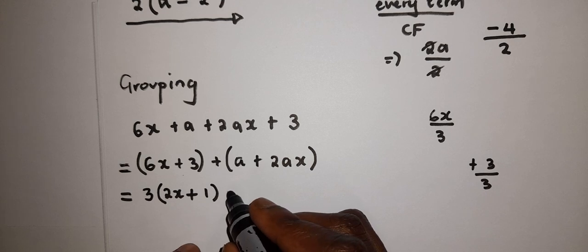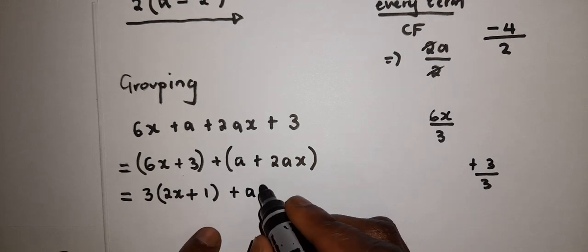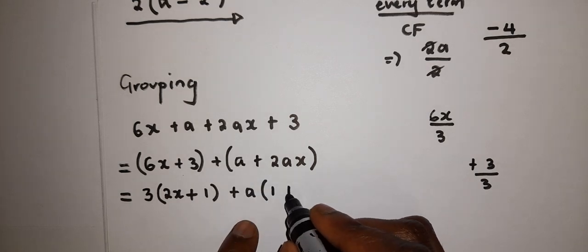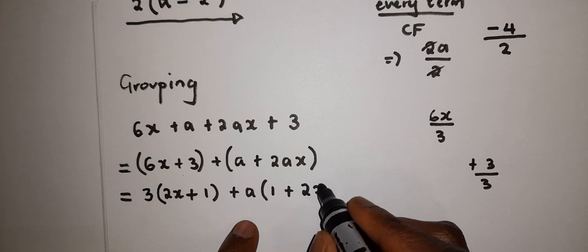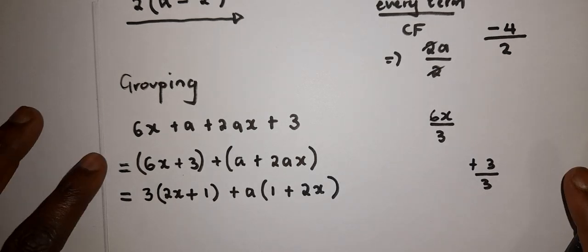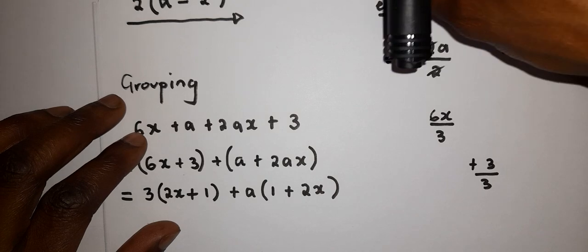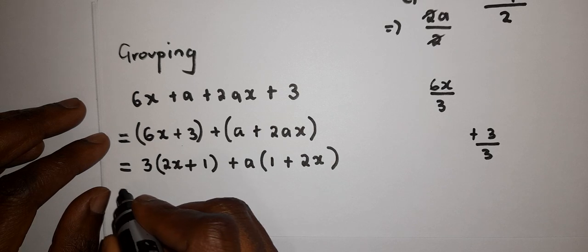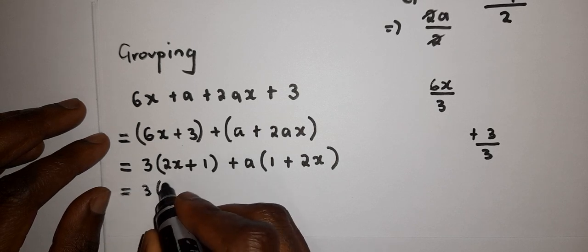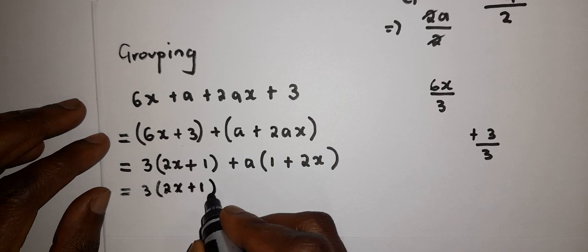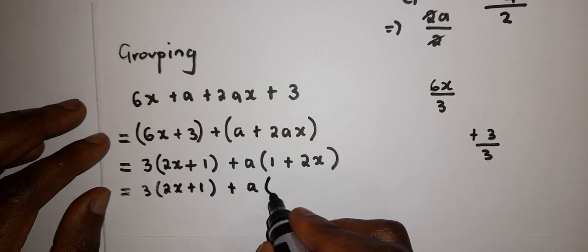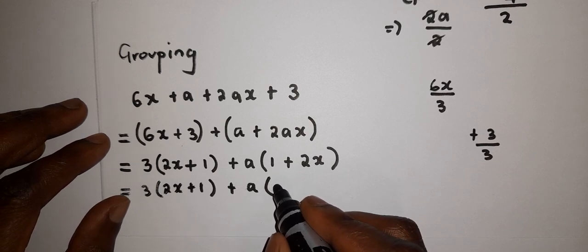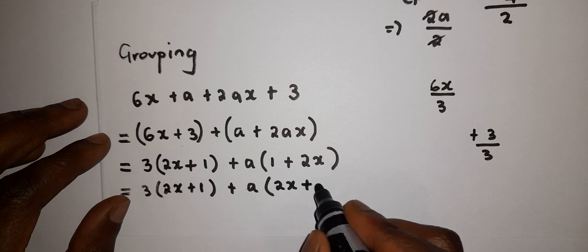And then we go to the second term, we take out the positive a. Taking out the positive a will leave us with 1 plus 2x. Right, then now, okay, we actually had to rearrange these ones. It's really not a train smash. Right, so if we rearrange the second bracket, we can have 3 into 2x plus 1 plus, we leave the a outside, and then if we rearrange this one, both terms are positive, so it doesn't matter which one you start with. We can have 2x plus 1.